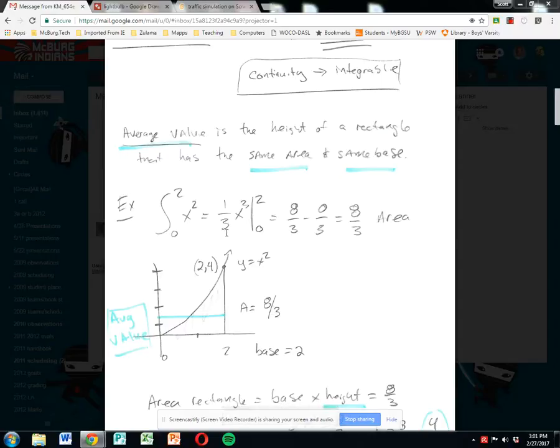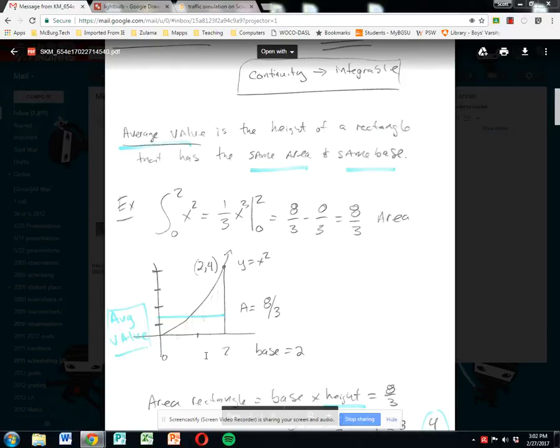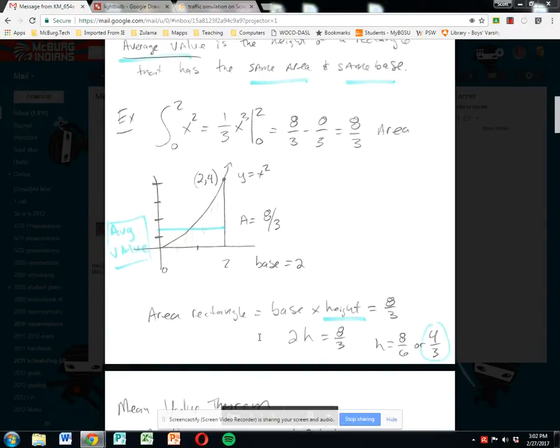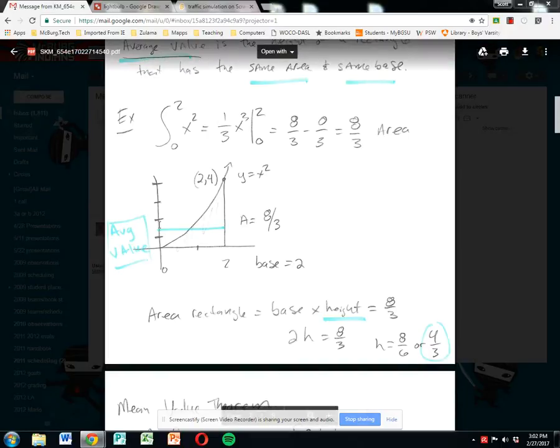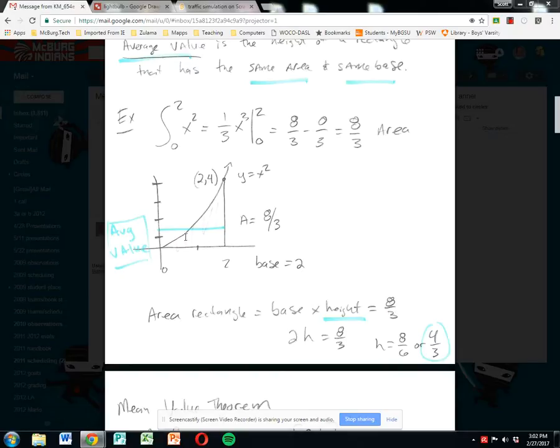So the antiderivative of x squared is 1/3 x cubed. I evaluate from 0 to 2, which is F of 2 minus F of 0, so that's 8 thirds minus 0 thirds. That's just 8 thirds, that's the area. Since we know the base is 2, I divide 8 thirds by 2, which in this particular case is just multiplying by a half, so that's 8/6, which simplifies to 4 thirds. So 4 thirds is the height of the rectangle, where this rectangle has the exact same area as the area underneath the curve.